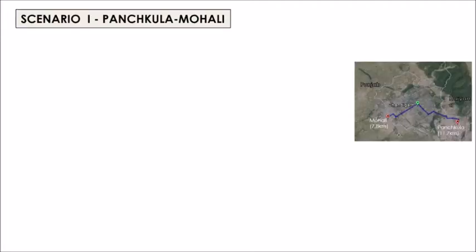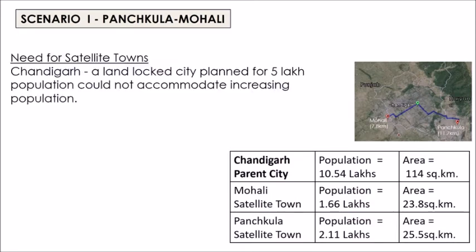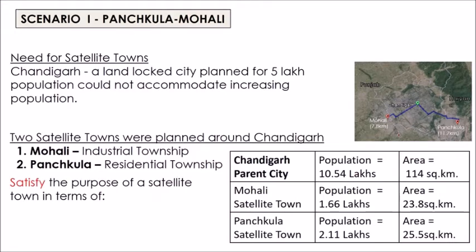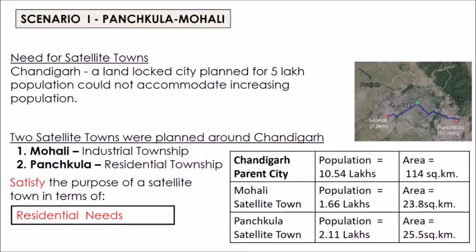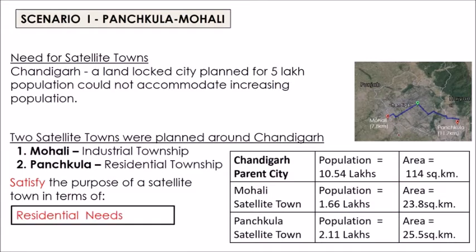Now let us come to the first scenario, that is about Chandigarh, the parent city, and Panchkula and Mohali, the satellite towns. Now why did Chandigarh need satellite towns in the first place? Chandigarh was a landlocked city planned for 5 lakh population, and it could not accommodate the increasing population. So two satellite towns were planned, that is Mohali, the industrial township, and Panchkula, the residential township. Mohali had a population of 1.66 lakhs and Panchkula a population of 2.1 lakhs, and the areas are given here in the table.